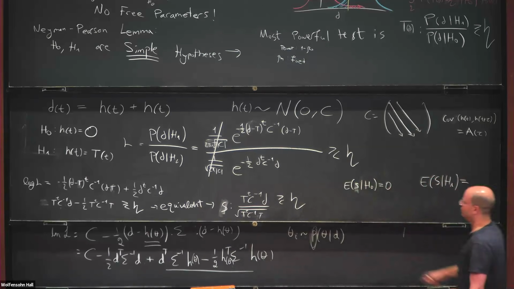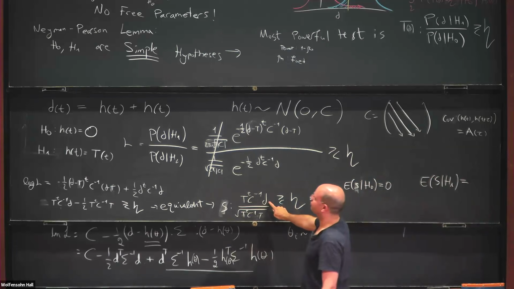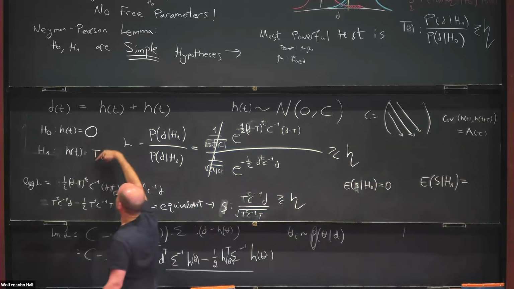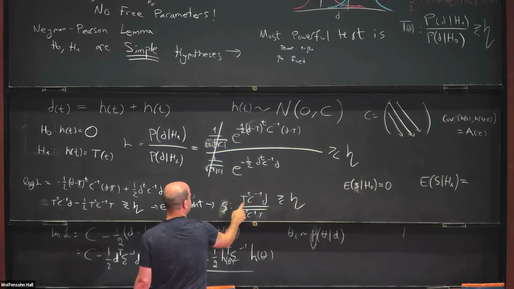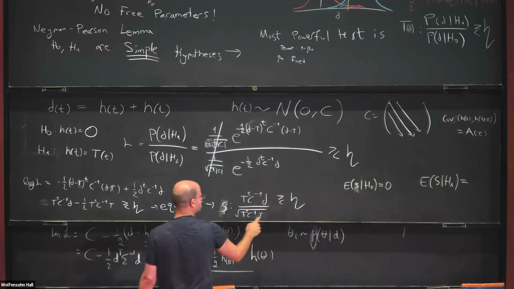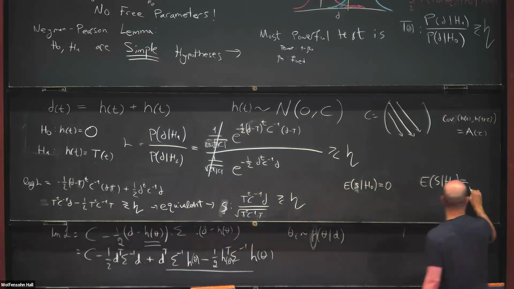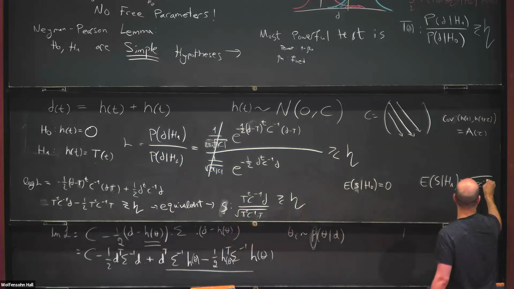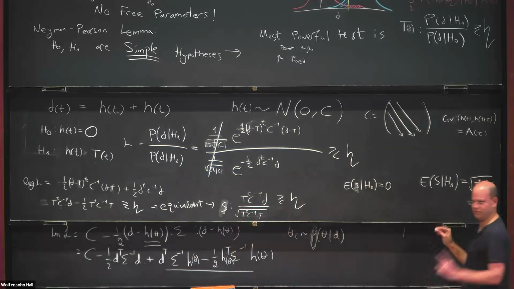Okay, so in expected value, this thing is this H, which is T. So I have T C minus 1T divided by square root T C minus 1T transpose.